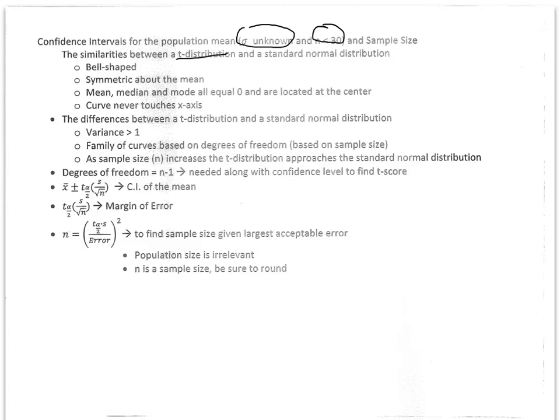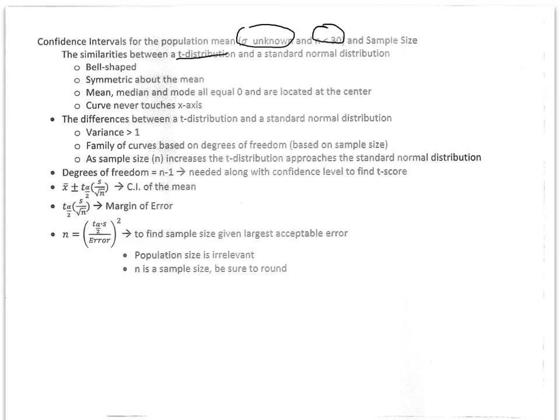A t-distribution is very similar to a standard normal distribution, similar to the z-scores. It's bell-shaped. It still has symmetry around the mean. It still has the mean and the mode all equal to 0 at the center, and it never touches the x-axis. But here's the difference. In a standard normal distribution, we know that the variance and the deviation are 1. That's not the case in a t-distribution. It's actually bigger than 1.